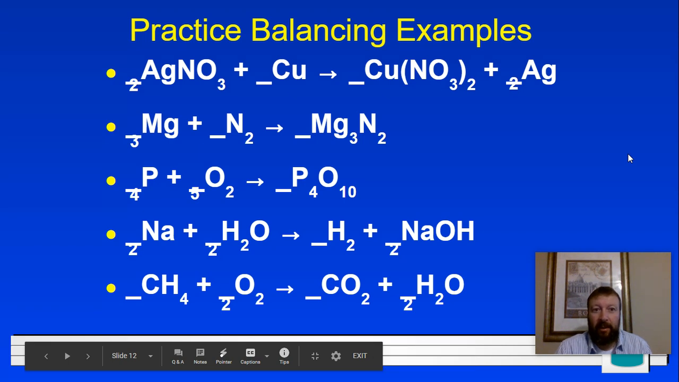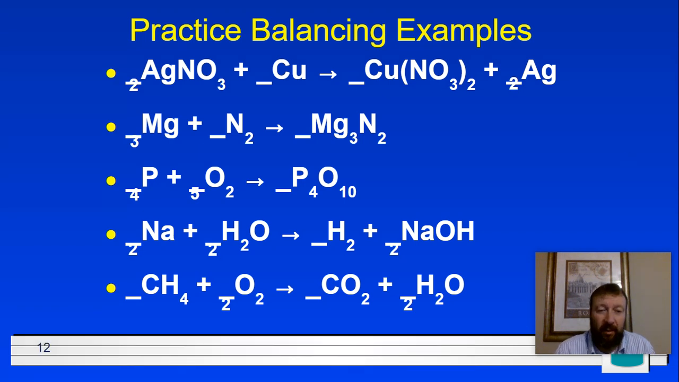Part 3 with chemical reactions. We left off balancing these equations and looking at them. As we look at this first example, I won't go through every one. I'll just go through one or two, and then you can do some examples on your own.